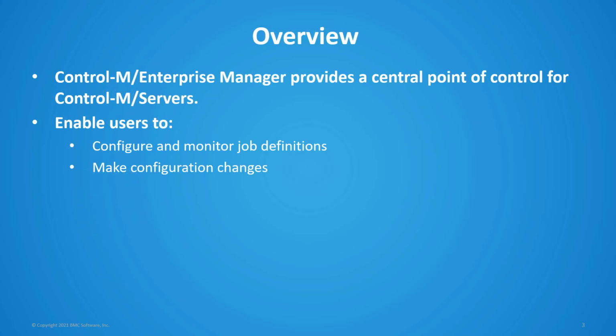Let's start with our overview. Control-M Enterprise Manager, also referred to as Control-M EM or just EM, is a Control-M component that provides a central point of control for Control-M servers. The Enterprise Manager is able to perform a variety of actions, but the primary ones are to configure and monitor job definitions and make configuration changes.